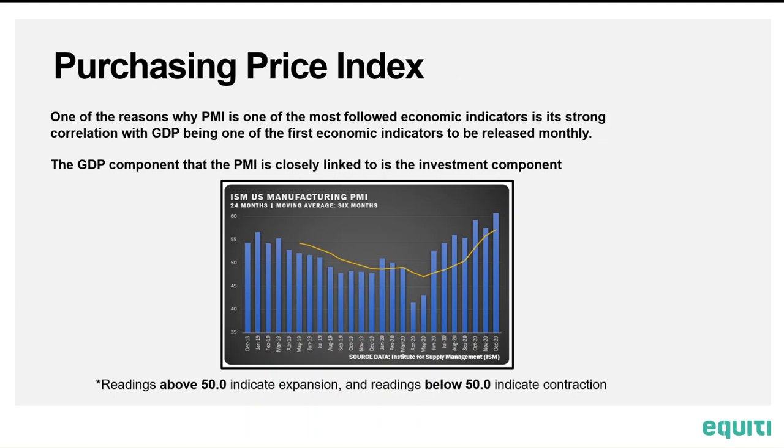Purchasing Managers Index. One of the reasons why PMI is one of the most followed economic indicators is its strong correlation with GDP, being one of the first economic indicators to be released monthly. The GDP component that the PMI is closely linked to is the investment component as well. Readings above 50.0 indicate expansion and readings below 50.0 indicate contraction. So any numbers between 49.X and 48.X, it's still experiencing a contraction, even though it can be higher than the previous or higher than the expected figure, but it's still not as stable.